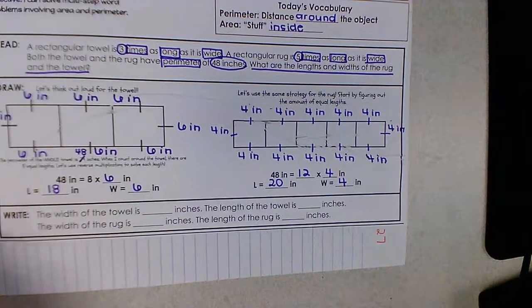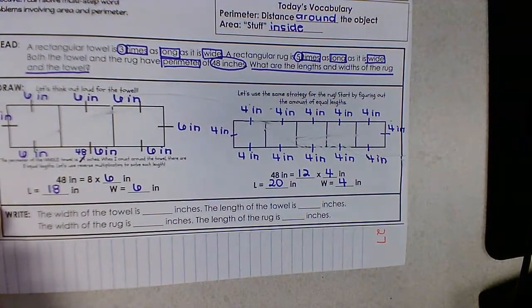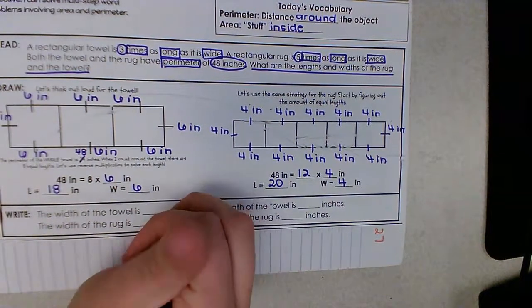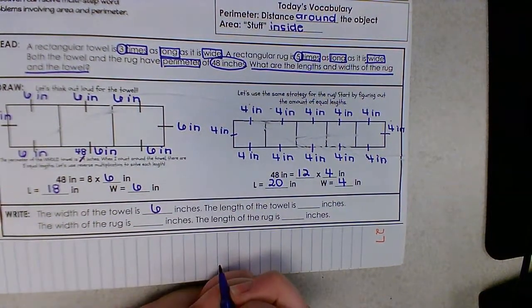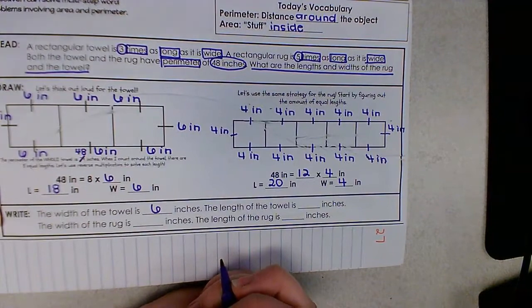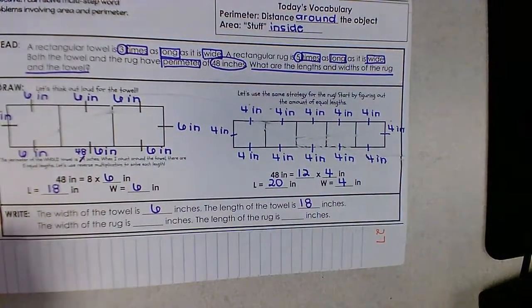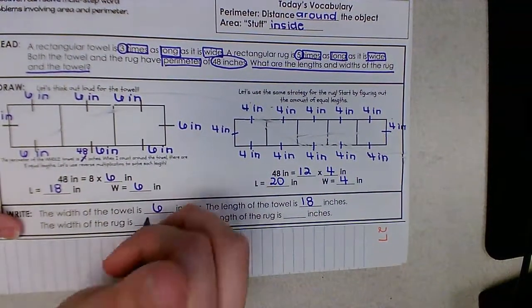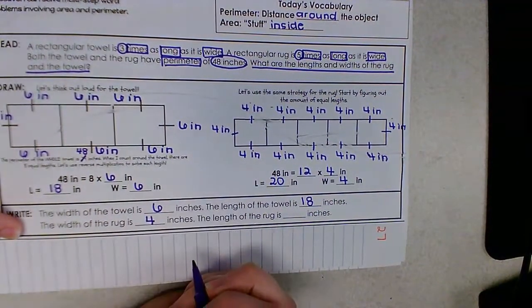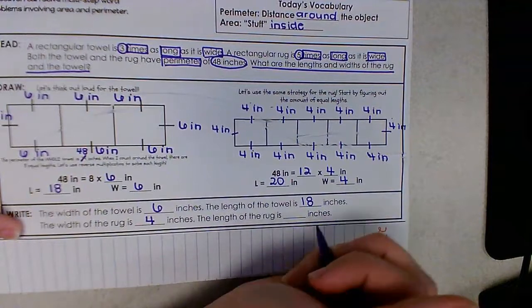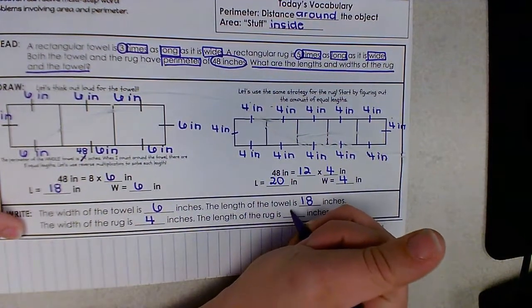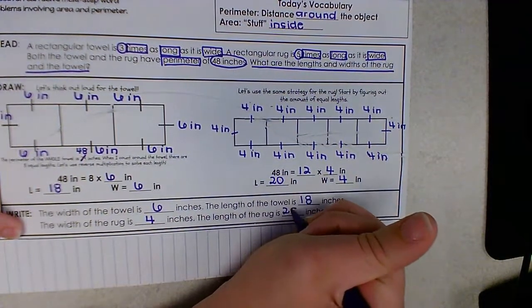So let's plug in our sentences. The width of the towel, going back to the towel here, is 6 inches. The length of the towel is 18. The width of the rug is 4 inches. The length of the rug is 20.